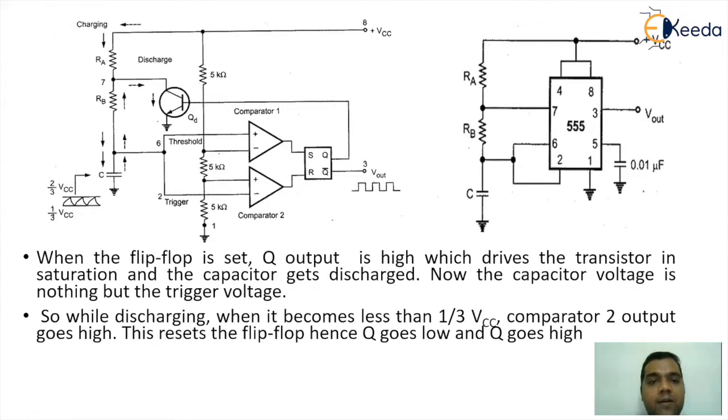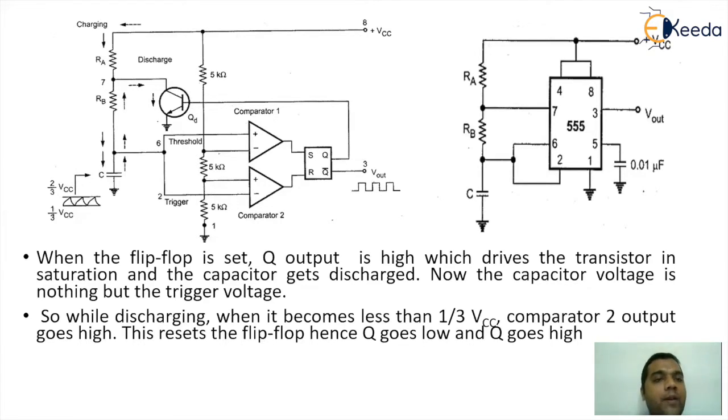So what has happened? The capacitor started charging and the charging voltage has just crossed the level of 2/3 VCC, and because of this the upper comparator has responded by giving a high output. For that, S has become 1, Q has become 1, Q bar has become 0. As soon as Q becomes 1, the transistor will turn on. Since the internal transistor has turned on, the capacitor will discharge through RB, through the transistor to ground.